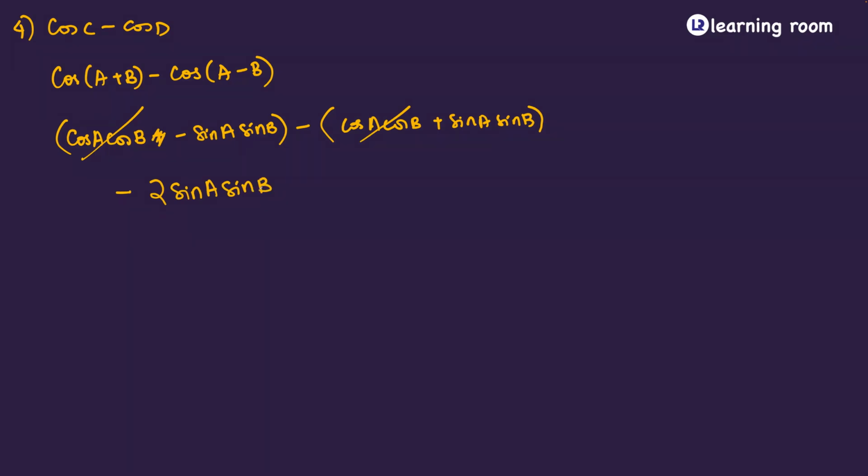So here the answer will be minus 2 sin A sin B. All right. So minus 2 times sine of, what is the value of A? It is (C plus D) divided by 2, and B is (C minus D) divided by 2. That's it. So this is the only formula where you will have a minus.